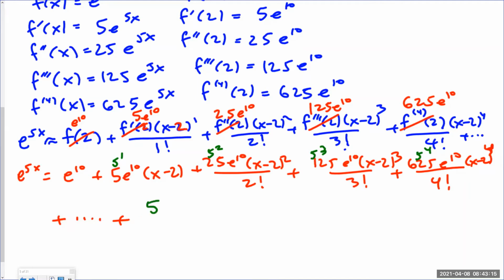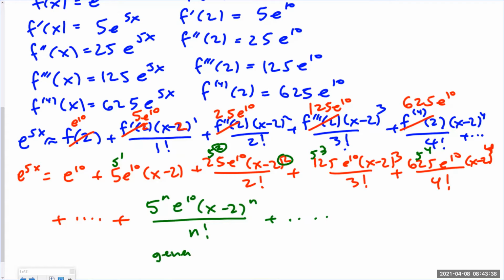It'll be 5 raised to the, make this my n, raised to the n, e to the 10, they're all e to the 10s, right? They're all x minus 2, so I copy that. Then this also is the n number divided by the bottom. What would you put on the bottom? N factorial plus dot dot dot. And guys, this is my general term, and you need to be able to write that. Does that make sense to you guys? Let's do another one.